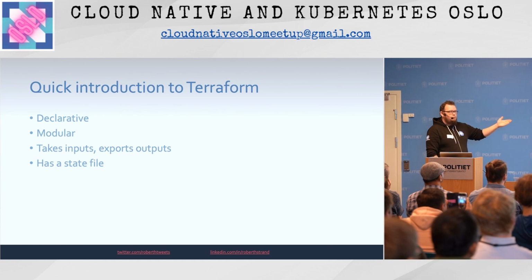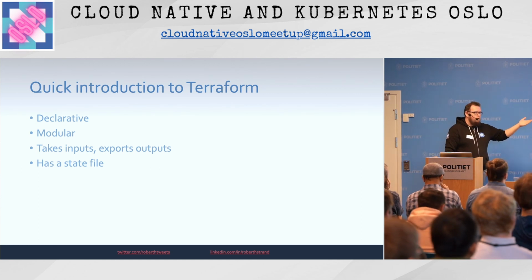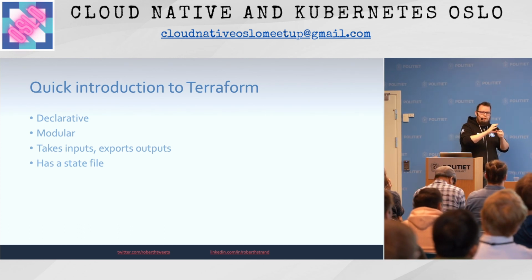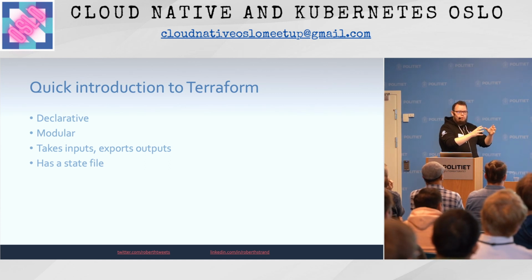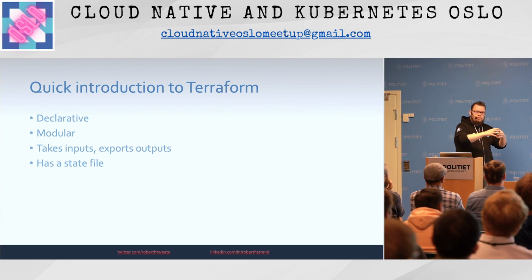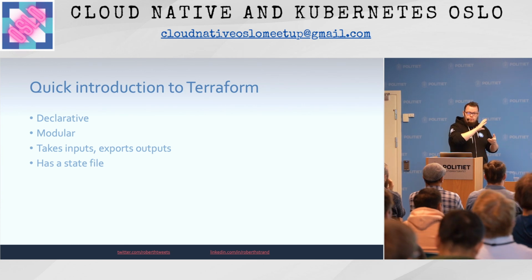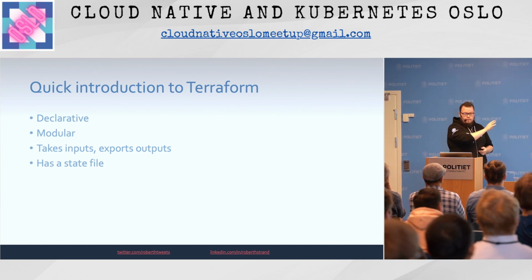For those who don't know, Terraform is declarative, which works with this GitOps mentality. It's modular. Every single piece of Terraform that is in a folder is basically a module. So where you're running Terraform, that's a root module. If you have, for instance, things related to setting up a VM or a Kubernetes cluster in a folder somewhere else and import that into your root module, it's a resource or child module. It takes inputs and exports outputs and has a state file. So everything that's happening with this root module will get stored into a state.